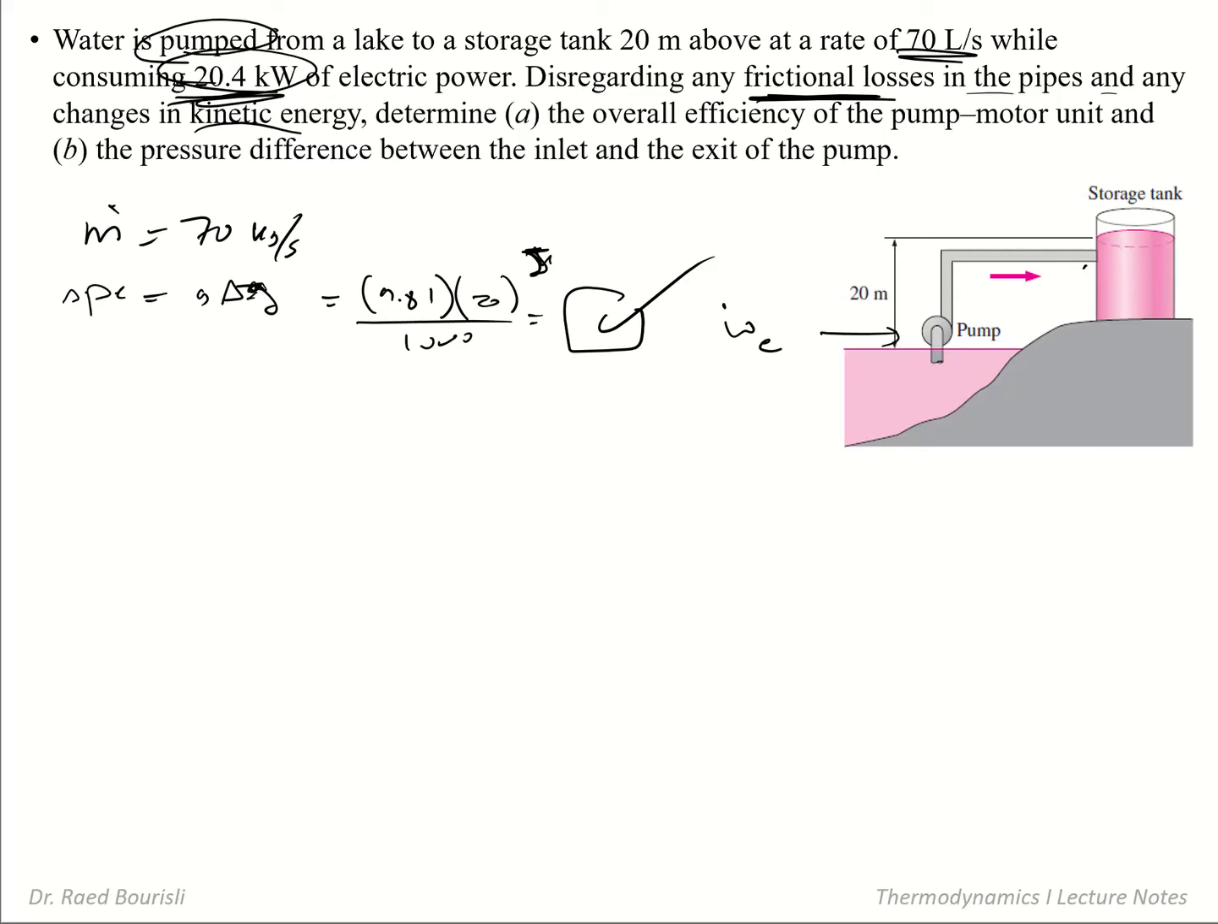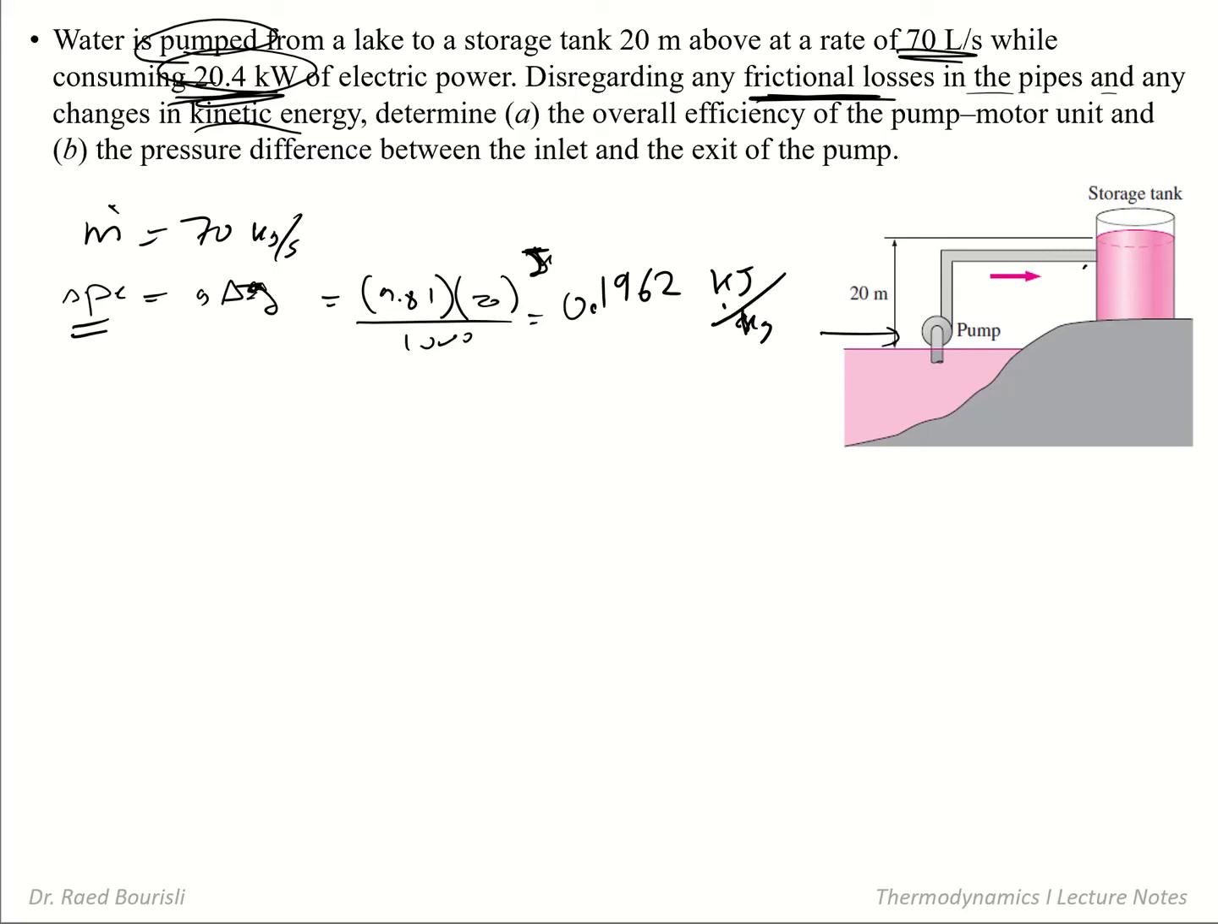9.81 times 20 divided by 1000. Yes, that's it. 0.1962. What is this, kilojoules? This is kilojoules per kilogram. This is per unit mass, so per kilogram.